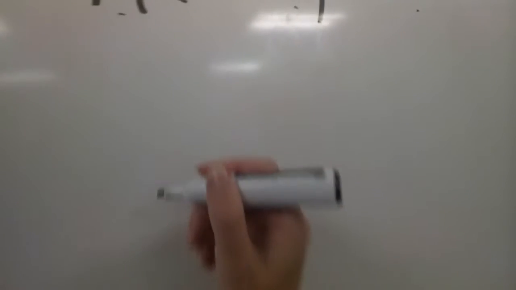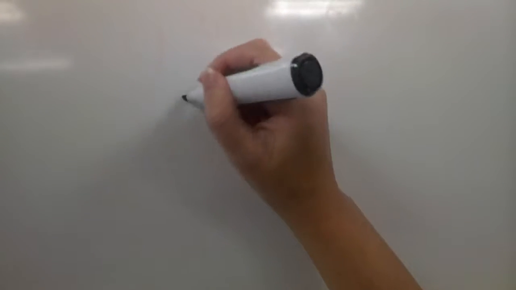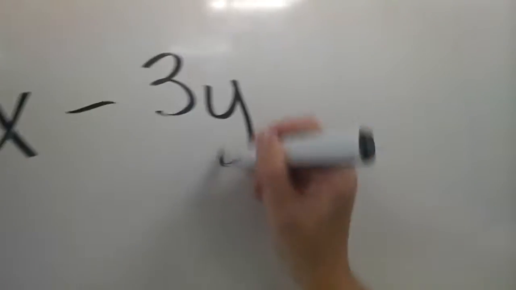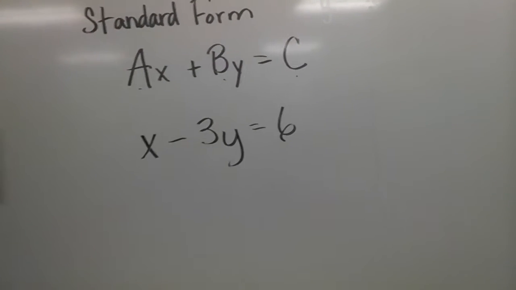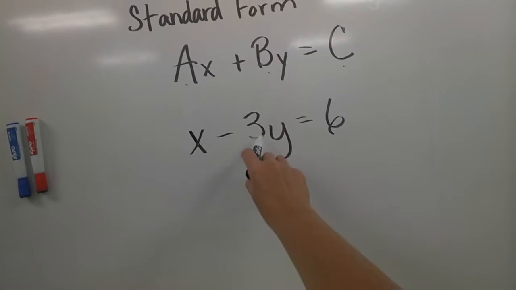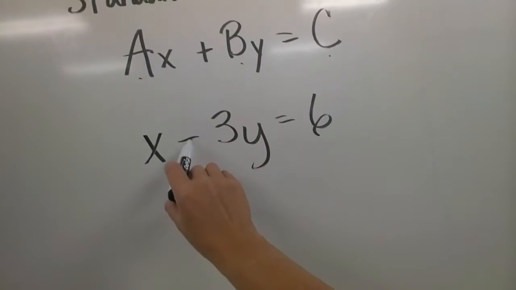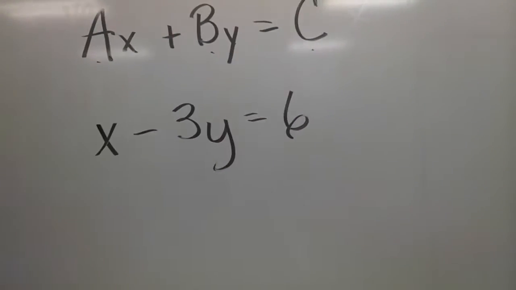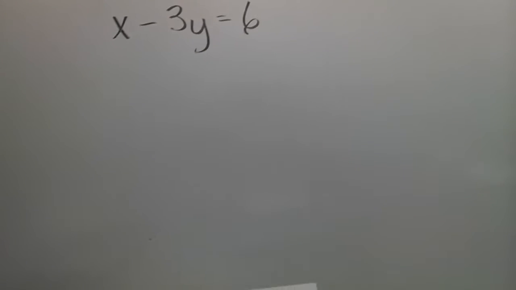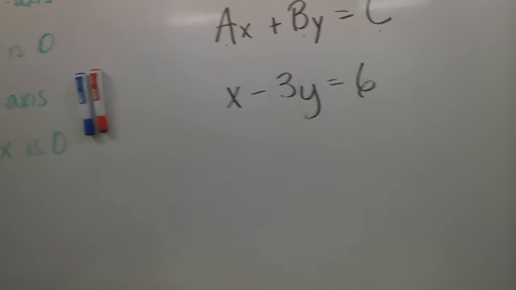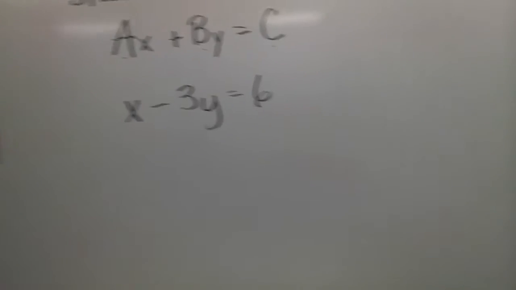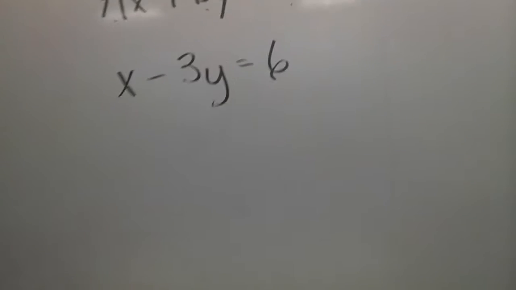So if we're going to find the intercepts and graph the line of the equation x minus 3y equals 6. Okay, so that's in standard form. Our coefficient on x is 1. Our coefficient on y is negative 3, and then c is 6. So we need to figure out what is our x-intercept, what is our y-intercept, and then since 2 points determine a line, we can then plot our line on a graph.